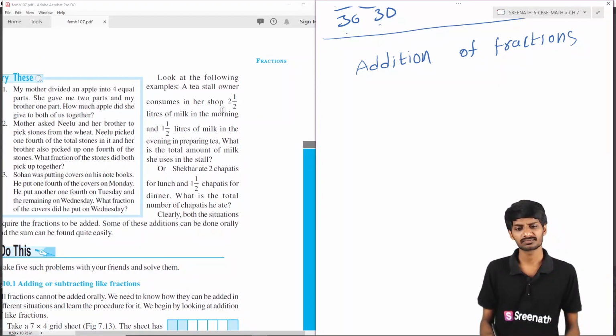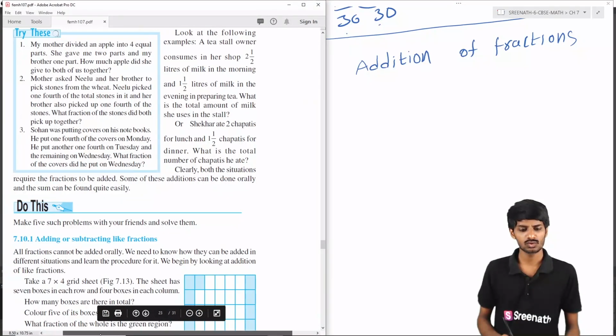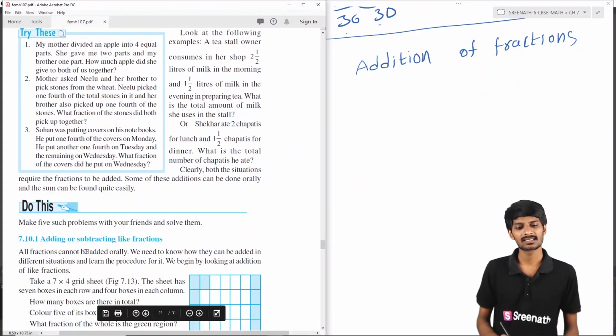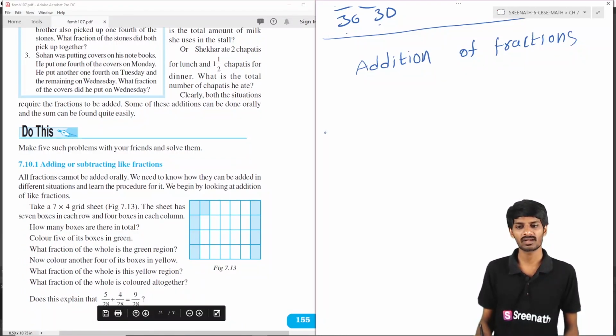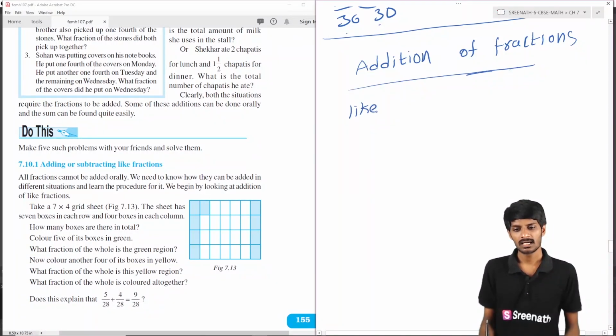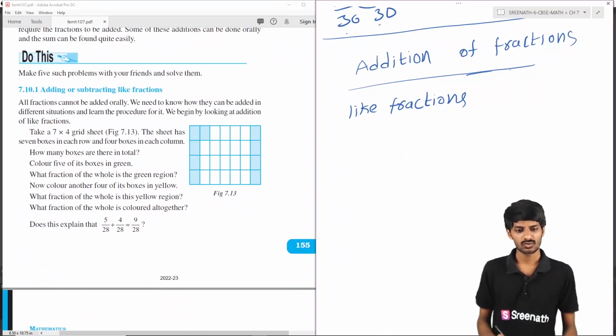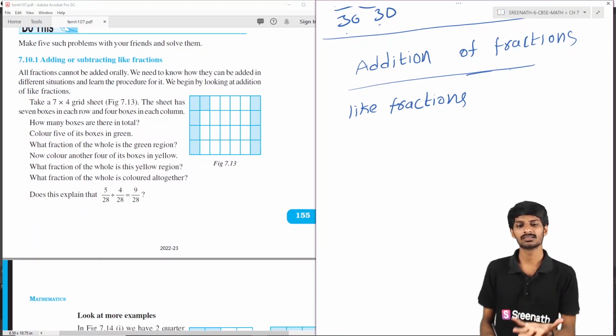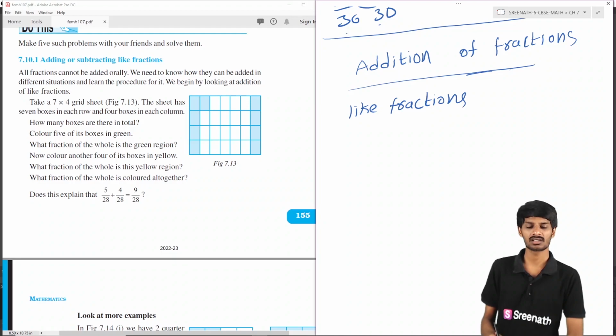So if you want to add and subtract like fractions, students, first we will do it for like fractions. Like fractions means the denominator is the same. For that, first let us do it geometrically. If you have a grid having 7 rows and 4 columns, how many total boxes are there? 28 boxes. Here 5 are shaded, so 5 by 28. Here 4 are shaded, 4 by 28.